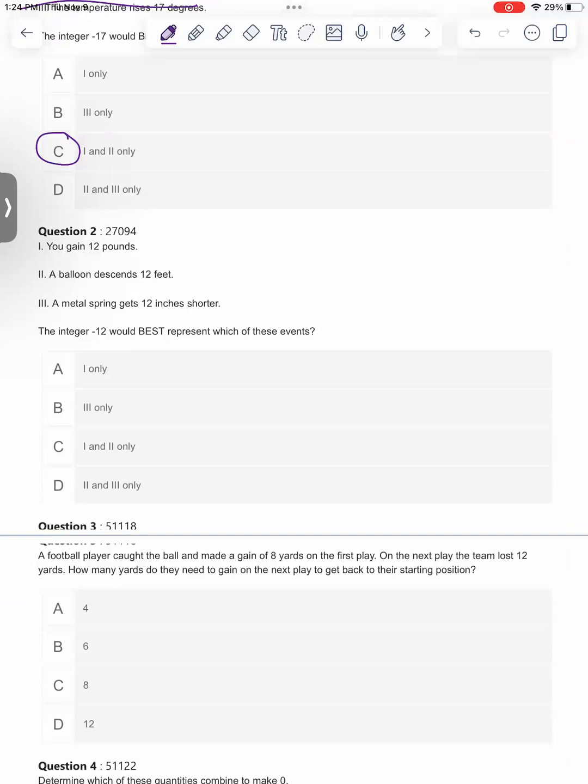All right, number 2. You gain 12 pounds. Balloon descends 12 feet. A metal spring gets 12 inches shorter. Okay, so this is plus, that's minus, that's minus. So integer -12 would be numbers 2 and 3. So descend means to go down or negative. Ascend means to go up. Okay. The word altitude, if it's ever used, like it descends 12 feet of altitude, that means how high up it is. So in this case, descend would be 12 feet. Ascend 12 feet of altitude would be go up. Descend altitude would be go down.